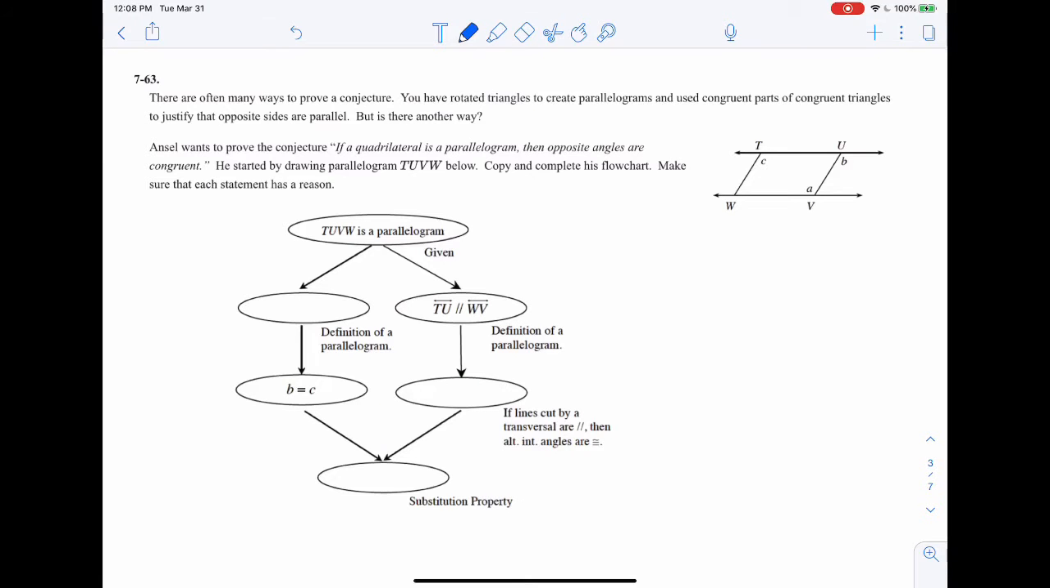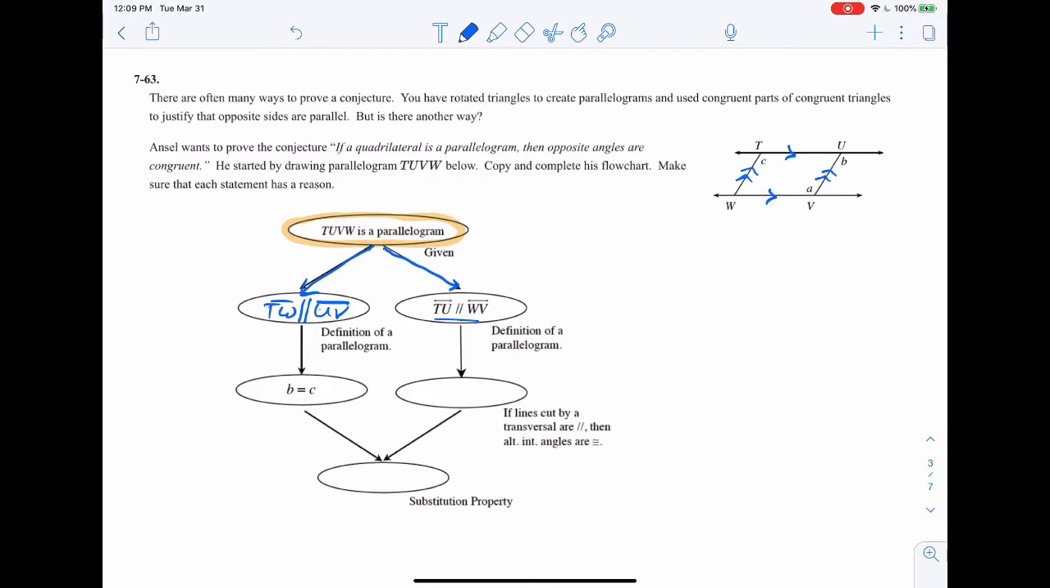Okay, so remember, a flowchart is a series of if-then statements. And so our very top condition, our first if, is given: if TUVW is a parallelogram. Well, our conclusions from that first if have to do with the definition of a parallelogram. So you can see they've already told us TU is parallel to WV by the definition of a parallelogram. And then what else is true by the definition? Well, the other pair of sides are parallel. So let's write that. TW is parallel to UV by the definition of a parallelogram.